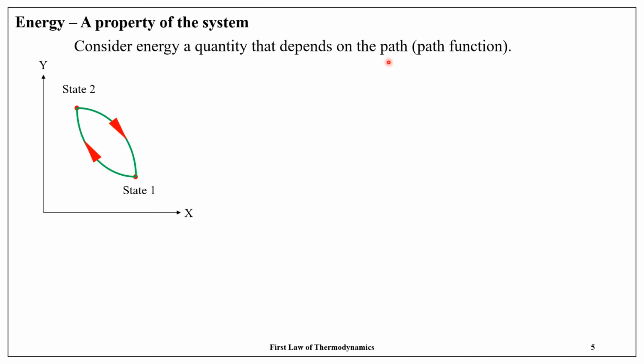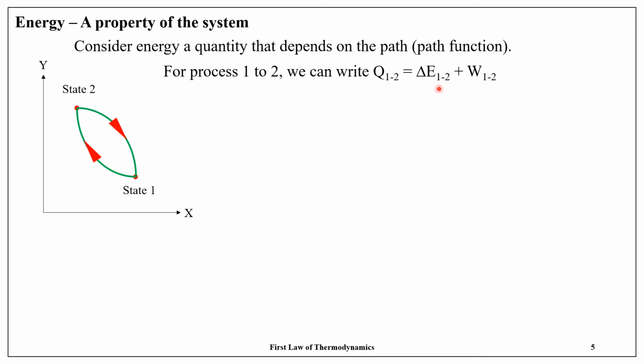So assume it as path function initially. But the title of the slide says it is a property of the system. Now we are going to disprove our assumption. What is our assumption? Initially we are assuming energy as a path function. Now we are going to make use of first law of thermodynamics. So in the plot we have two processes, process 1 to 2 and process 2 to 1. For process 1 to 2, we can write Q1 to 2 is equal to del E1 to 2 plus W1 to 2. Here we are assuming energy as a path function.